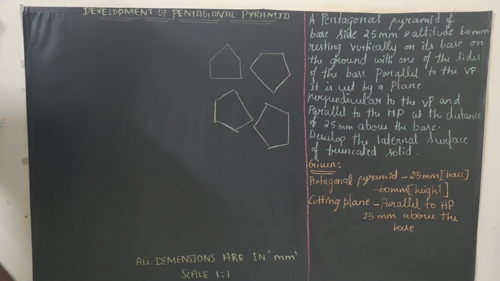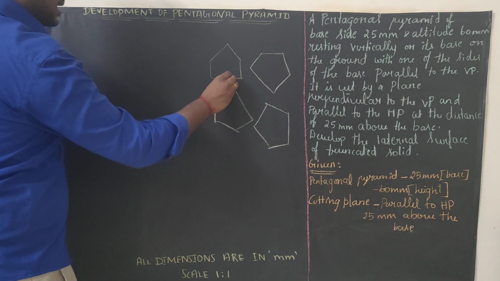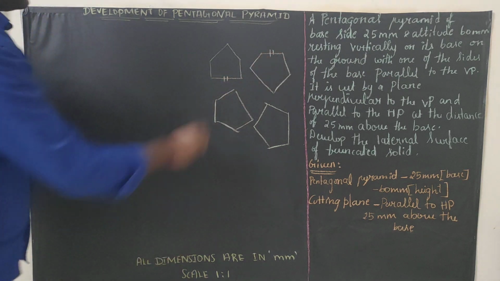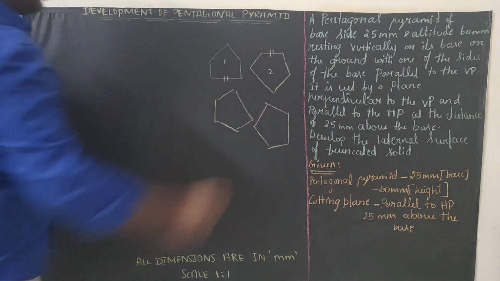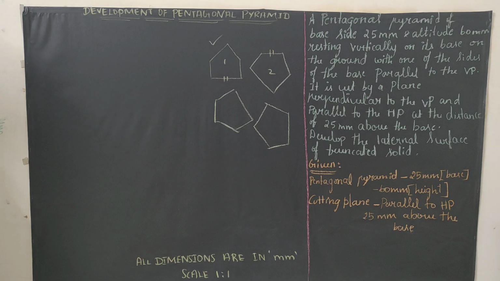But what they are saying is the base sides are parallel to VP. So these are the base sides which will be parallel to VP. Either we can go with 1 or 2; both are right. In this video we will be going with diagram 1 as the base diagram.